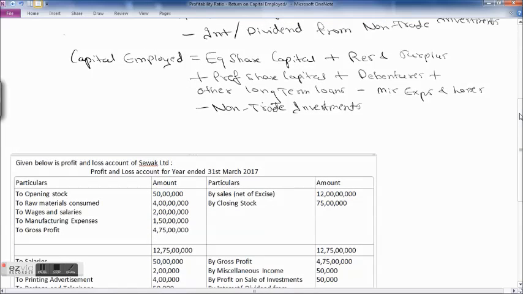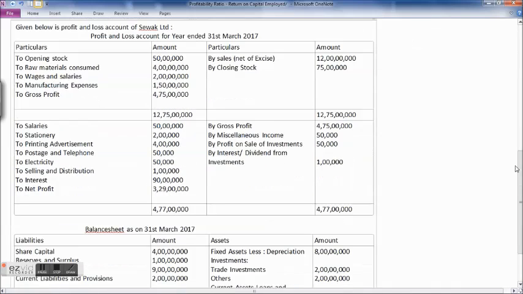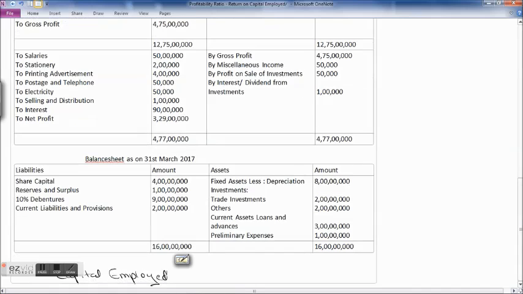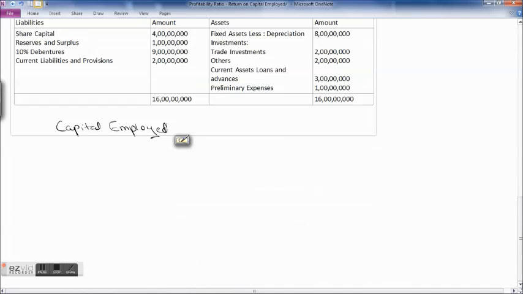Let's see it here. It is equal to equity share capital plus reserves and surplus plus preference share capital plus debentures plus other long-term loans less miscellaneous expenses and losses less non-trade investment. Okay, now let's see the balance sheet and prepare the capital employed. So capital employed is equal to, what is your share capital?